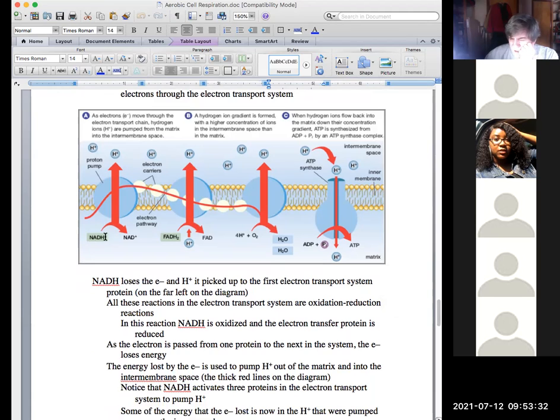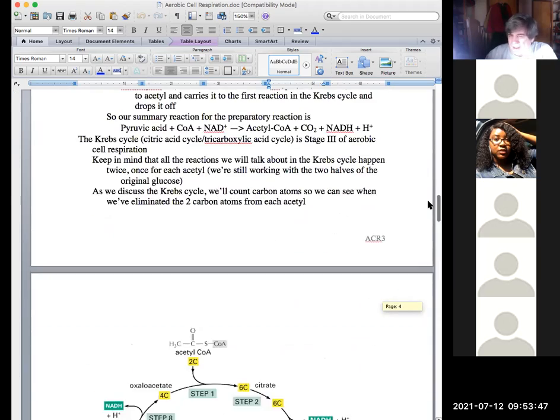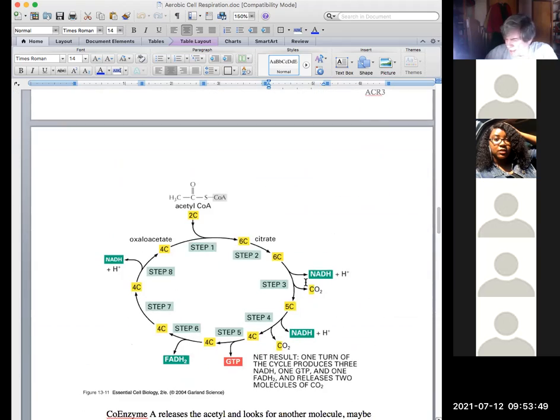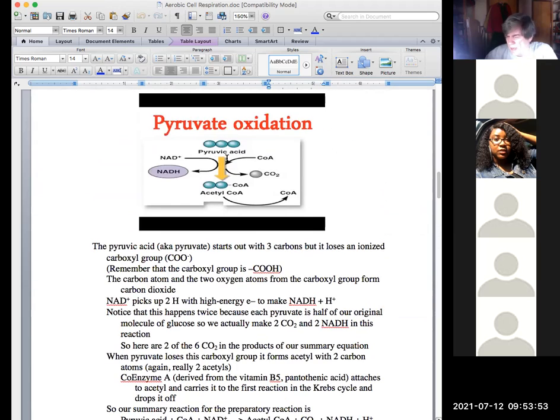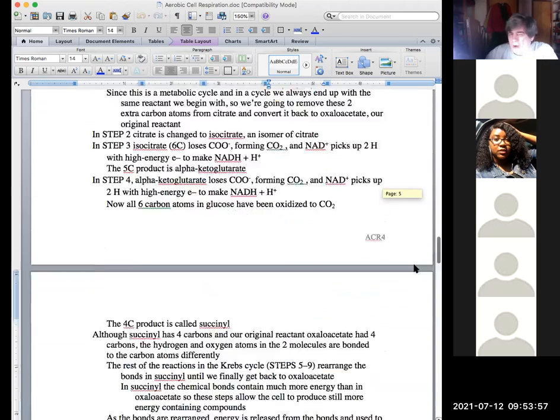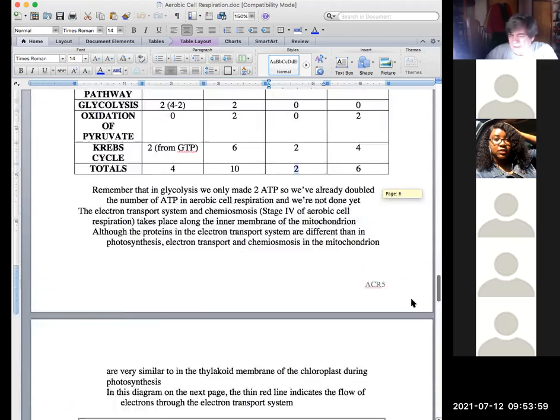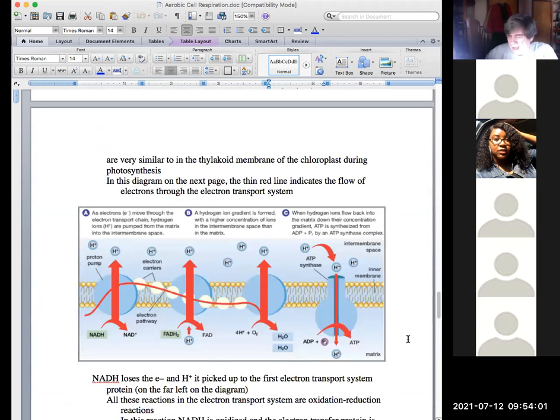So let's look at how we're going to get the energy to do this. NADH is going to come into the electron transport chain, and it's going to drop off its hydrogen and that hydrogen's electrons. So when it leaves, it's NAD+. So what does that mean? This NAD+ can go back here to pick up hydrogens again, or it can go back to the pyruvate oxidation reaction, or it can go all the way back to glycolysis, but it's got some options.